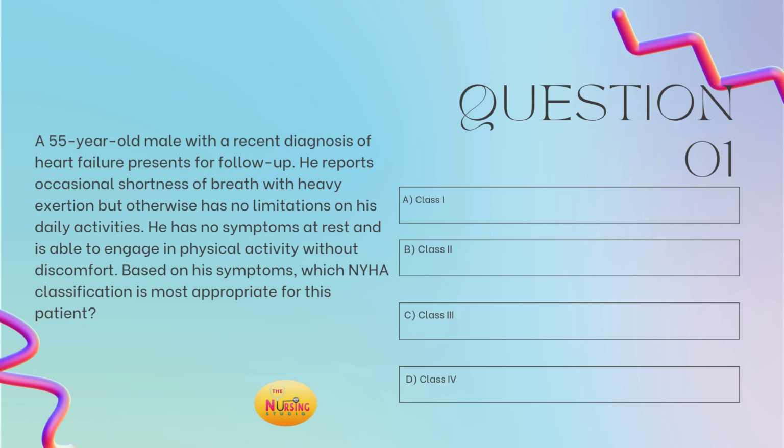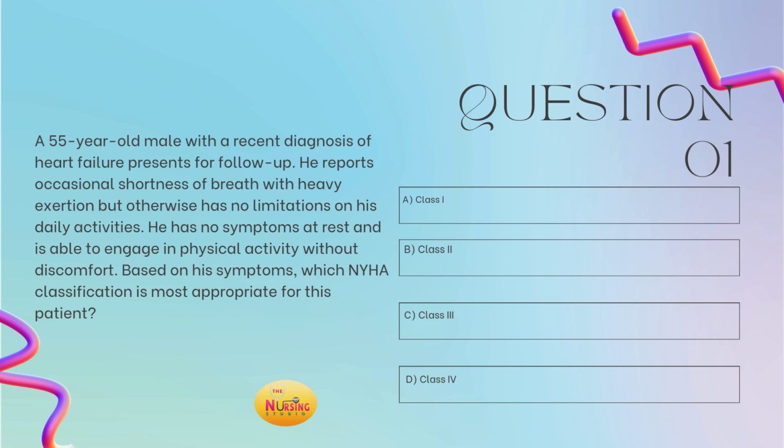But here, they're trying to ask you which classification will we put this patient in, right? So we have a 55-year-old male. He had a recent diagnosis of heart failure. He states that he does have occasional shortness of breath when he is exerting himself more heavily, but otherwise he doesn't have any limitations on his daily activities. He does not have any symptoms at rest, and he is able to engage in physical activity without discomfort. Y'all, this is a class 1.